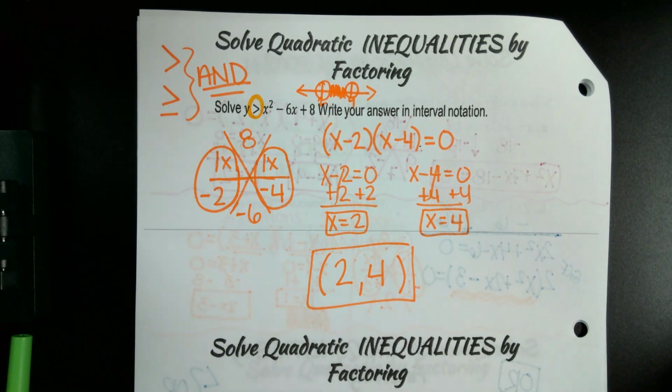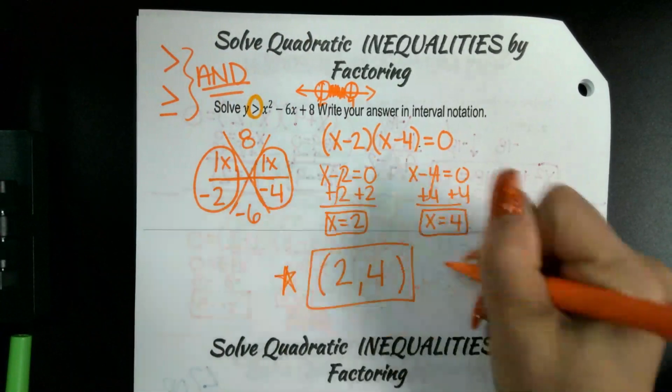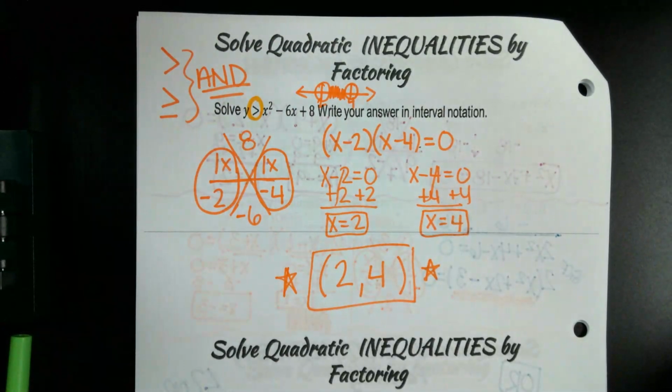But yeah, for the and problems, it's a smaller interval because you're just using what's in between the two numbers. You're not looking at all of these going all the way to negative infinity and all of these going to positive infinity. You're looking at just this small section. So this right here is the final answer. 2 to 4.